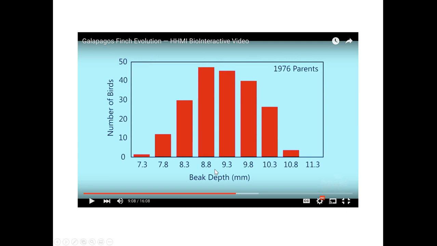And so this is some data that they collected on the beak depths, basically when they started this study. As you can see, the most common beak size when they started the study was around 8.8 millimeters, and this follows a Gaussian distribution of sizes around that. So there is this natural variation within this population that natural selection can act upon. And so they wanted to understand how that was going to occur over time.